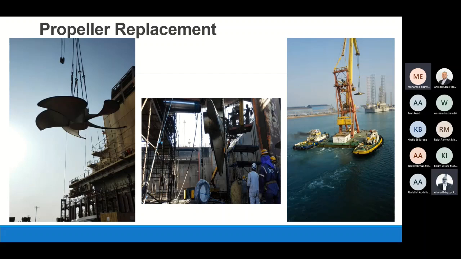You can see on the right, the floating crane is lifting the propeller, taking it from on board one of the vessels to the jetty close to the dock where we are going to install it.